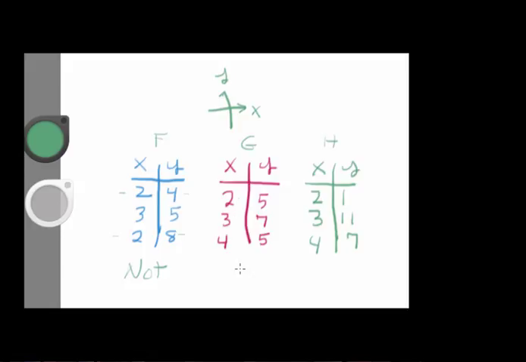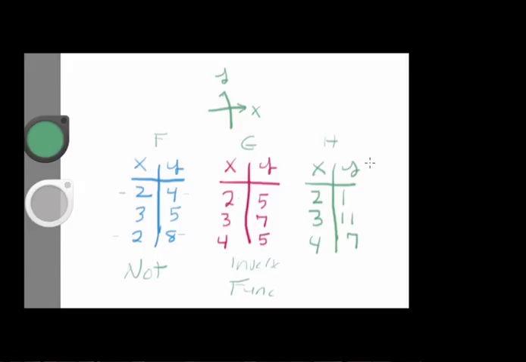Now notice over here with the g function, my x and y's, I have 2, 3, 4. There is no repetition of the x values, but notice I have a repetition of the y values. That would mean that the inverse is not a function, but this actually is a function. Okay, so keep that in mind.